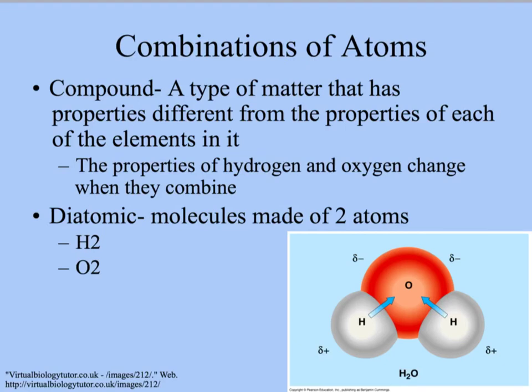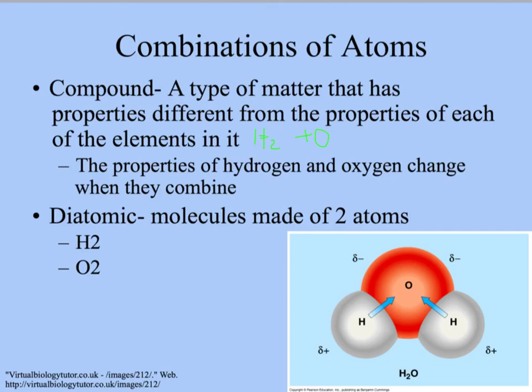A compound is a type of matter that has properties different from the properties of each element in it. For example, if we have hydrogen gas, it's flammable and it's a gas. If we add oxygen to it, it will now be a liquid and non-flammable. So the properties have changed. It went from flammable and a gas to non-flammable and liquid.